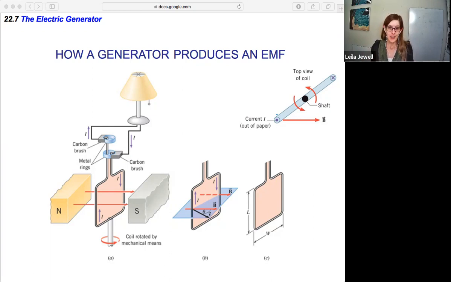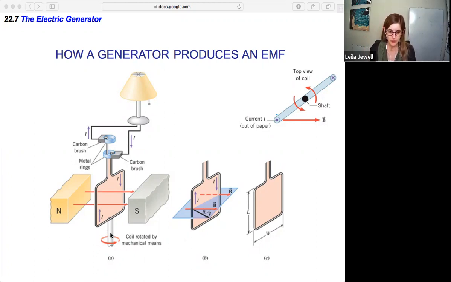An electric generator can produce an EMF, and where the motor took an electric current to turn something to cause a rotation, the generator takes a rotation to create a current. Let's take a look.